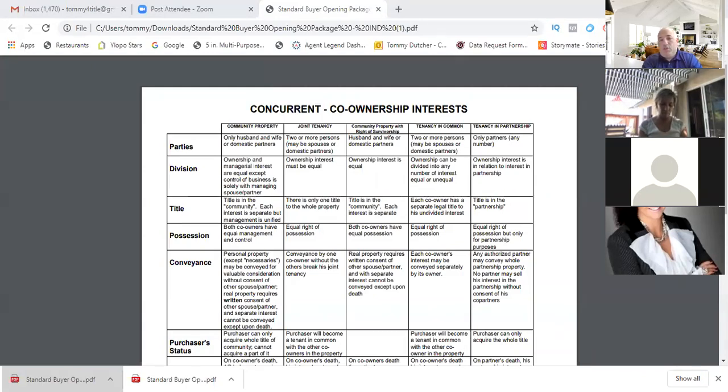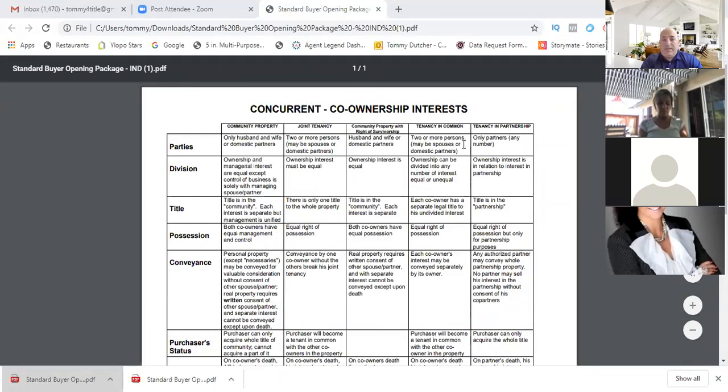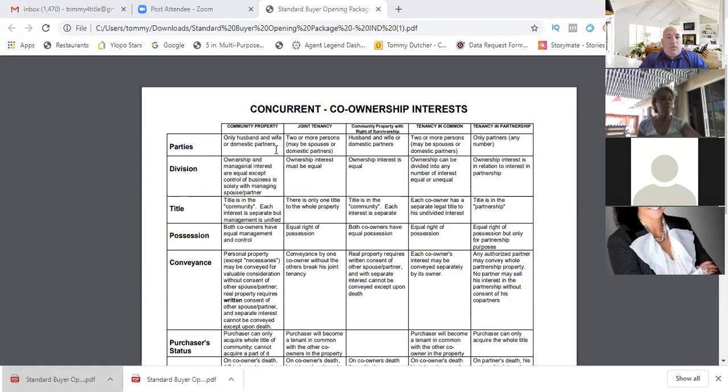And what I'm going to do is we're just going to go in order of each one instead of jumping between them so that you don't get confused. But again, this is a great cheat sheet for you to have on hand, because sometimes it is difficult to remember all the facts that pertain to each one, right? So the first one is community property, right? This can only be held by husband and wife or domestic partners, okay?